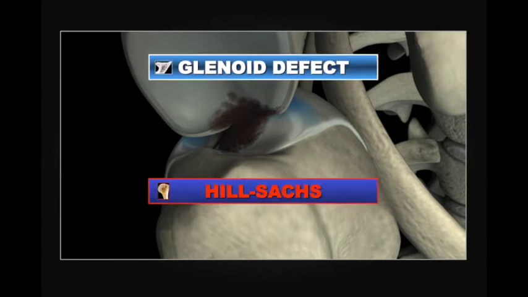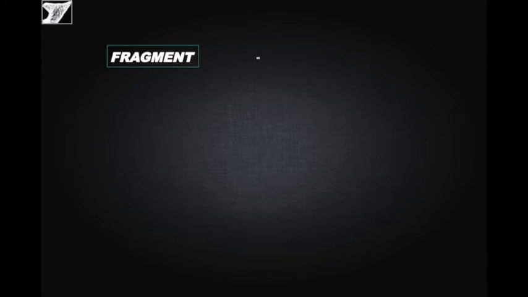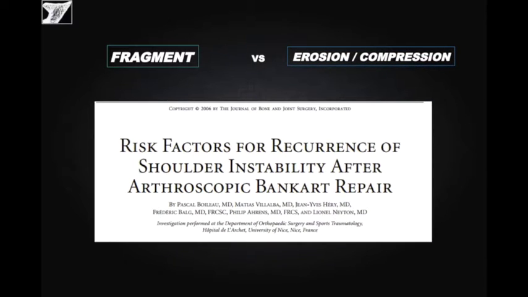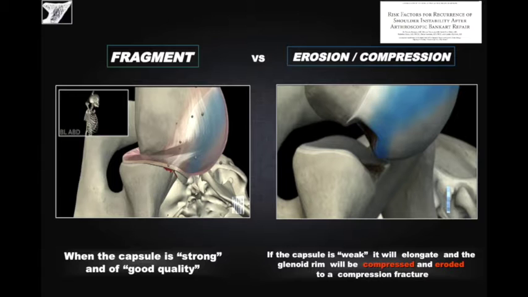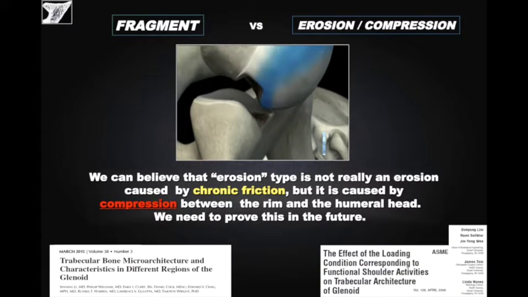Now we'll take a look at glenoid defects and Hill-Sachs lesions. Glenoid defects may be of either the fragment type or the erosion type. The fragment type is usually present in cases where the capsule is strong and of good quality, whereas the erosion type seems to be present if the capsule is weak, where it will elongate and the glenoid rim will be compressed and eroded into a compression fracture. Other authors distinguish the fragment from the erosion type by the fact that the erosion type is not really an erosion caused by chronic friction, but is caused by the compression between the rim and the humeral head. We need to prove this in the future in any case.